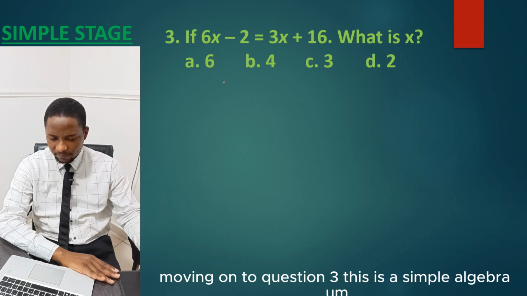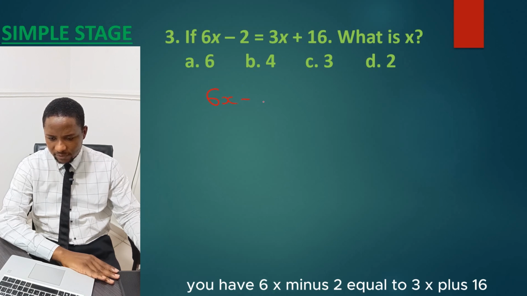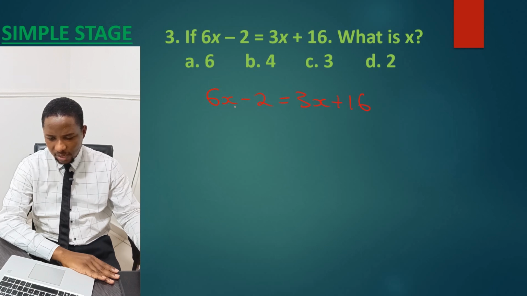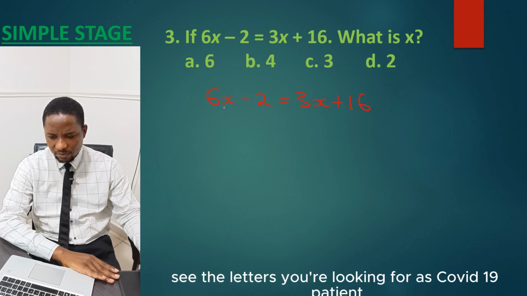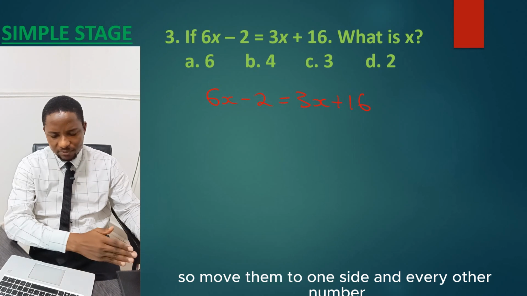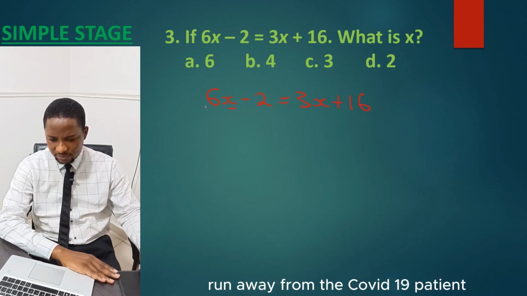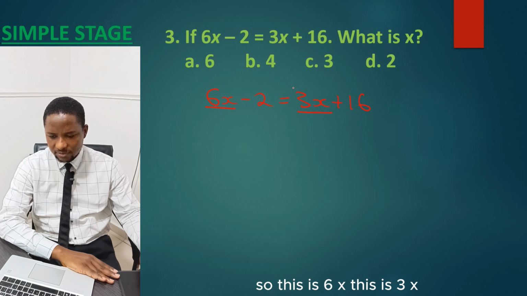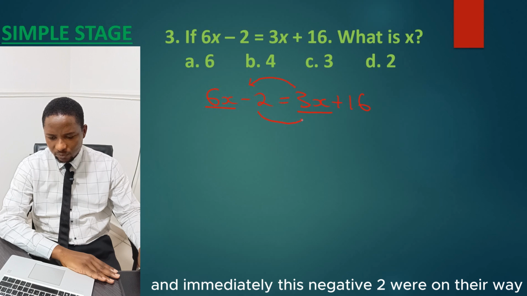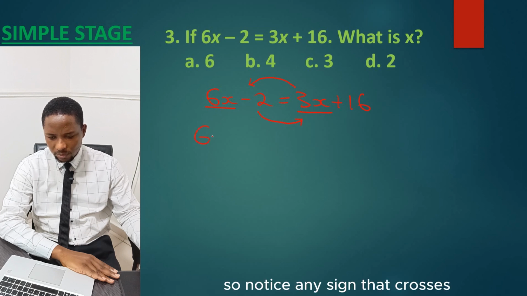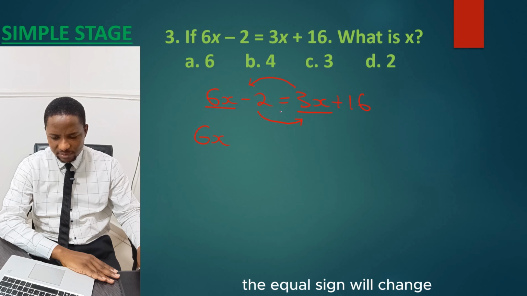Moving on to question 3. This is a simple algebra. You have 6x minus 2 equal to 3x plus 16. I always tell my students, see the letters you're looking for as COVID-19 patients, so move them to one side, then every other number runs away from the COVID-19 patient. So this is 6x, this is 3x, so you can move 3x to this side, and immediately this -2 will run away. So notice any sign that crosses this equal sign will change.